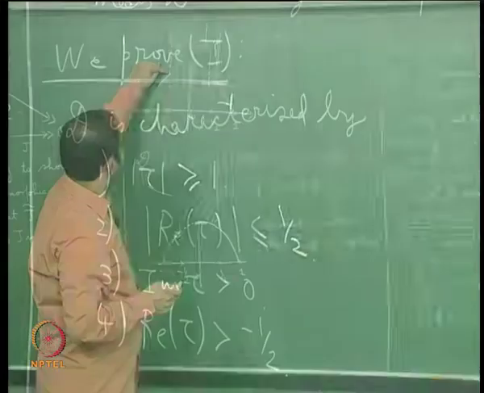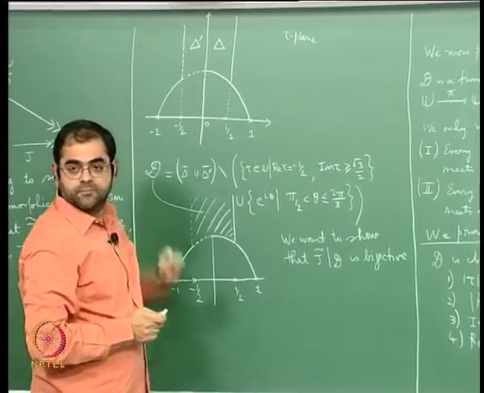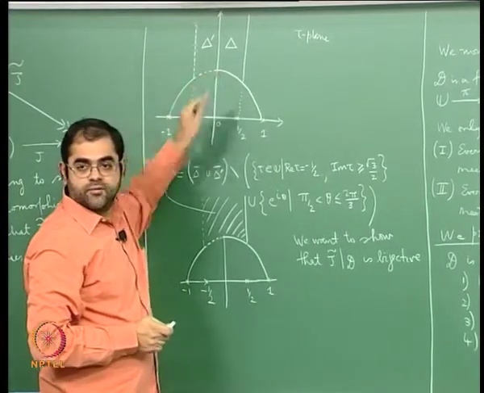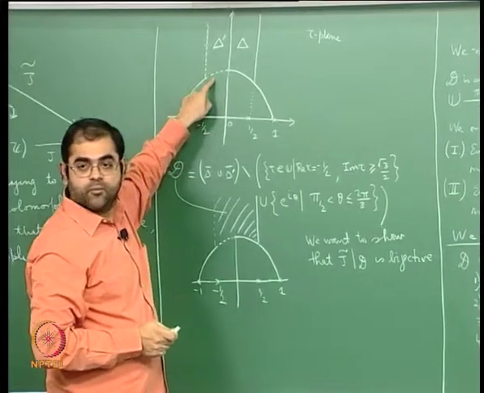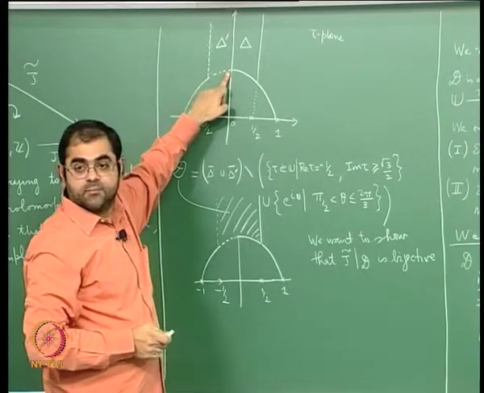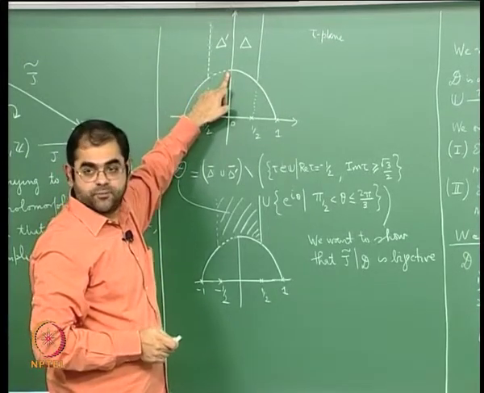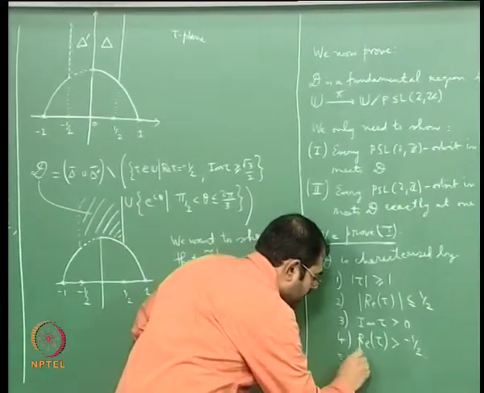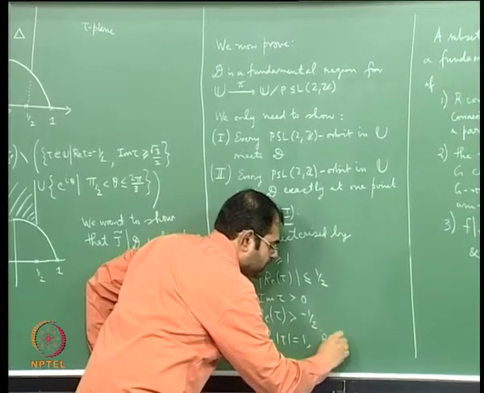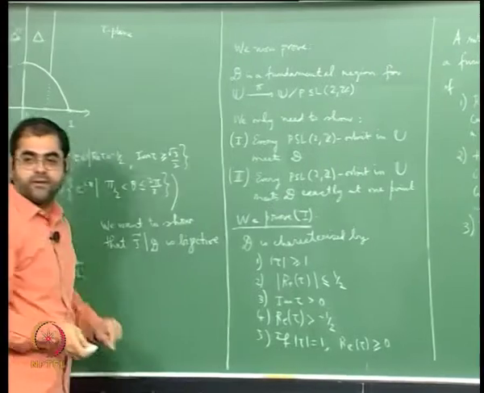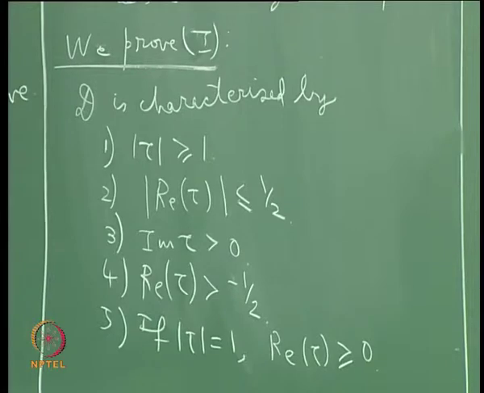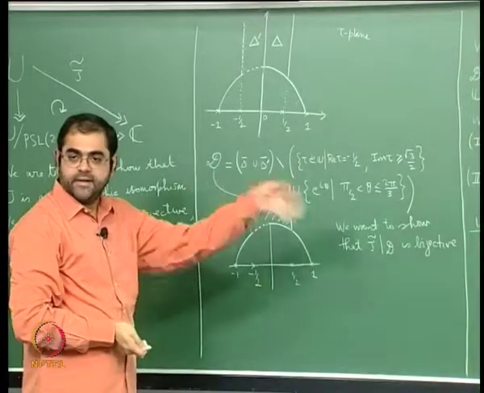That throws out this line segment, and then I also want to throw out this arc. So for that I will say that if mod tau is 1, which is the condition for tau to lie on the unit circle, then the real part of tau is greater than or equal to 0. So these are the conditions that characterize when a point tau in the complex plane is in D.